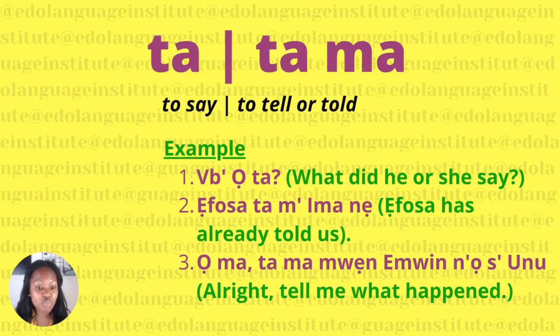But the sentence can also be tamame emi no sunu. That is tell me what is happening. What is going on. Yeah. So pay attention to the tone. Tamame emi no sunu is tell me what's happening. Tamame emi no sunu. Tell me what happened.